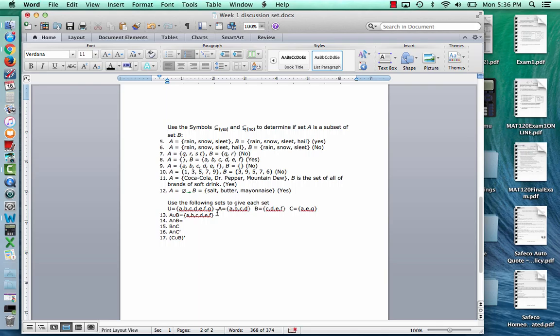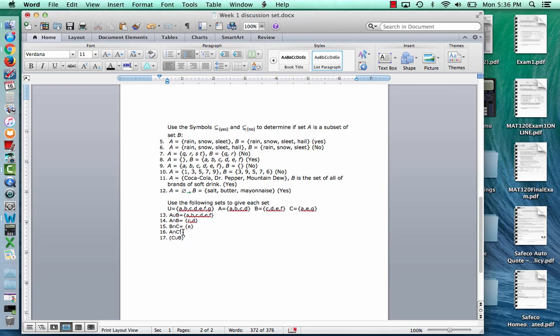A intersect B. This is the set of elements that are in A and in B at the same time. So C and D are those elements. C and D are in set A and set B at the same time. B intersect C, so we want to find the elements that are in B and also in C at the same time. That looks like it's going to be the element E. So the intersection between B and C is just the set {E}.